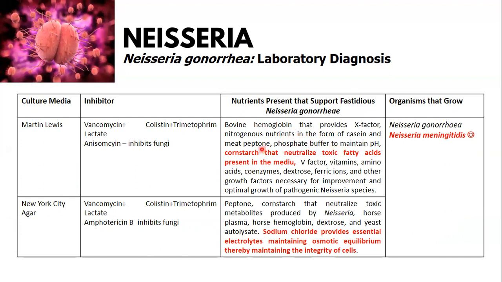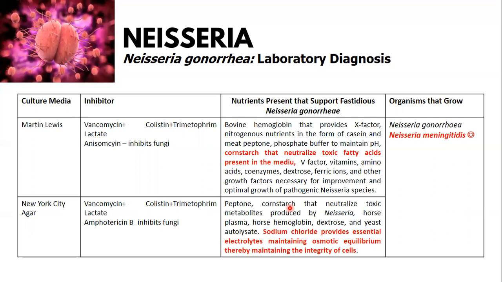And take note, it contains cornstarch that neutralizes toxic fatty acids present in the medium. It is also enriched with V factor, vitamins, amino acids, coenzymes, dextrose, ferric ions, and other growth factors necessary for improvement and optimal growth of pathogenic Neisseria species. Then we have New York City agar, it contains peptone, cornstarch that neutralizes toxic metabolites produced by Neisseria, horse plasma, horse hemoglobin, dextrose, and yeast autolysate.